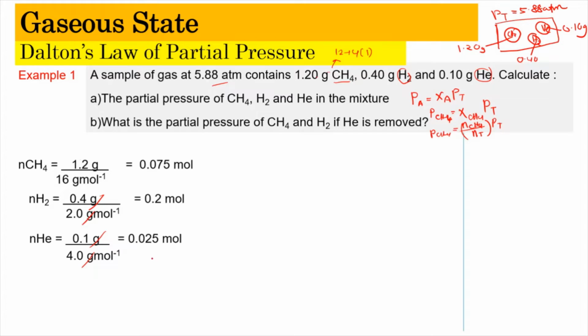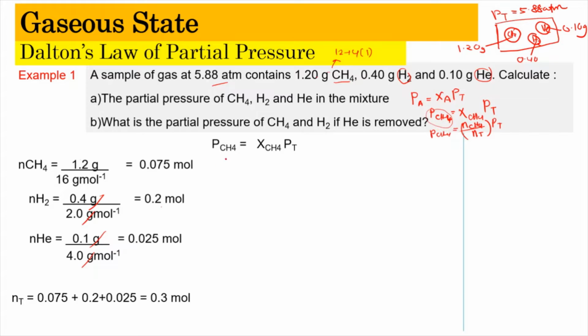And then we can find the total number of mole of each component in the gas in the container, in which NT is equal to 0.075 plus 0.2 plus 0.025, in which we have the total number of mole to be 0.3 mole. Okay, and now we can find the partial pressure of each component. Let us start with the partial pressure of the methane first.